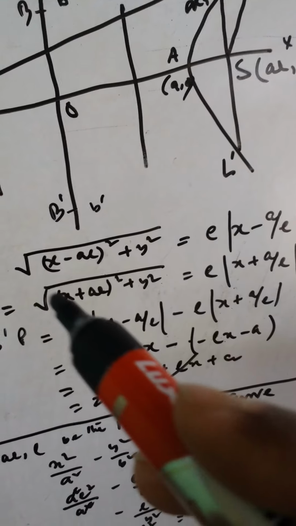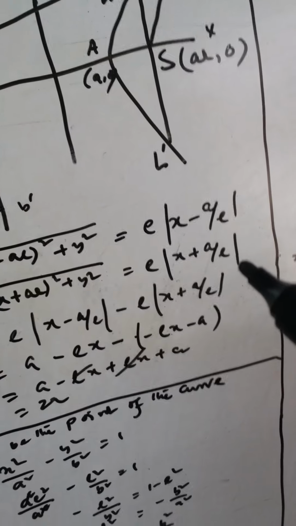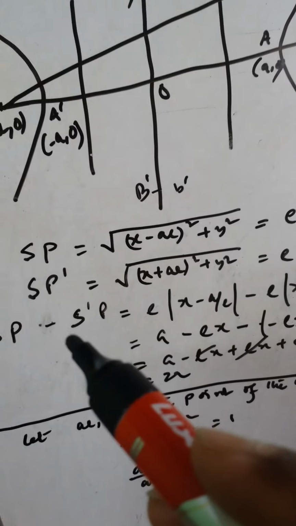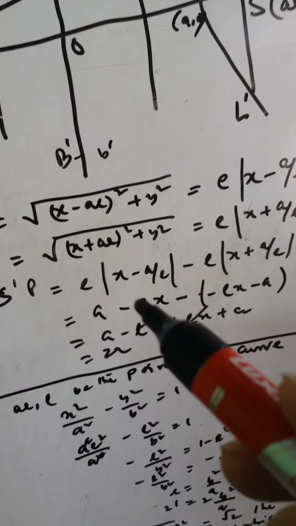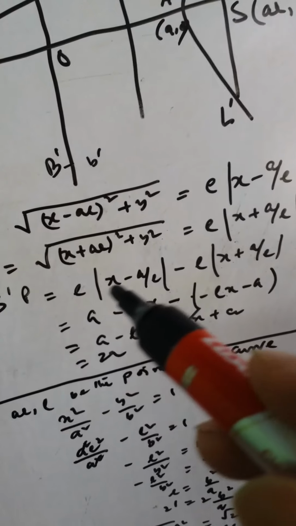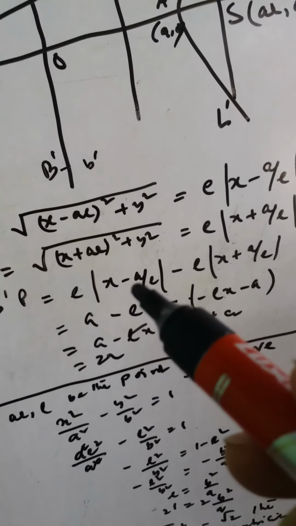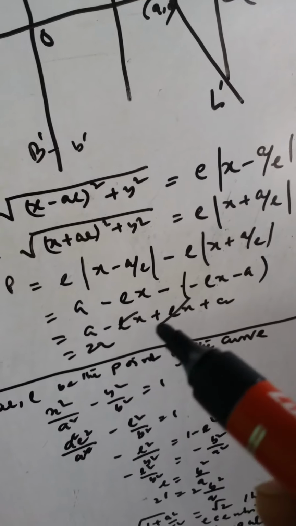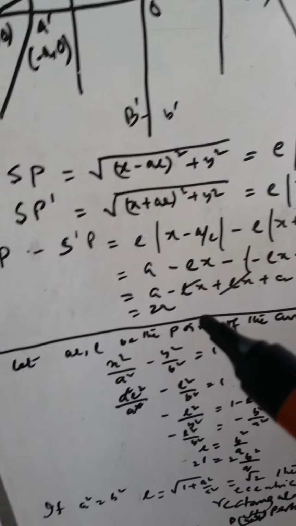And S dash P equal to root of x plus a whole square plus y square, equal to e into x plus a by e. SP minus S dash P, we get this, modulus. And so if we take the value from this and the value from this, then cutting both we get 2a. So SP minus S dash P is always 2a.